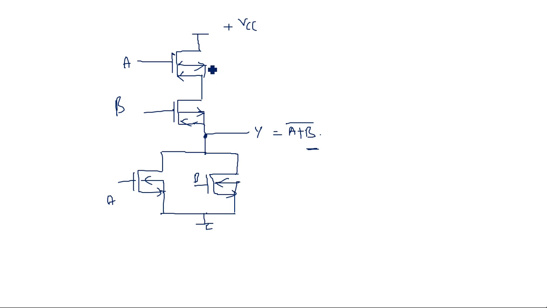Okay, so PMOS transistors are in series. Let us take the numbers of all the transistors. So there are 4 transistors. Now let us see what happens when, first condition, A is equal to 0, B is equal to 0, then Y is equal to how much?